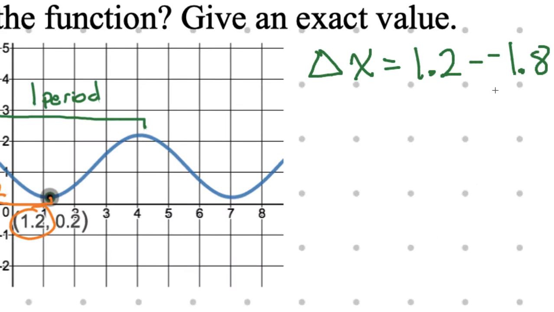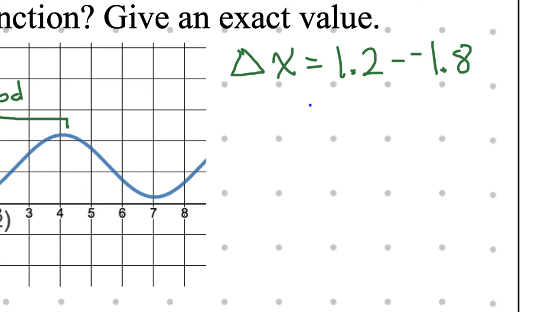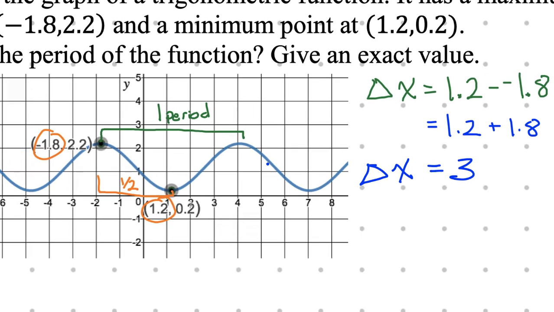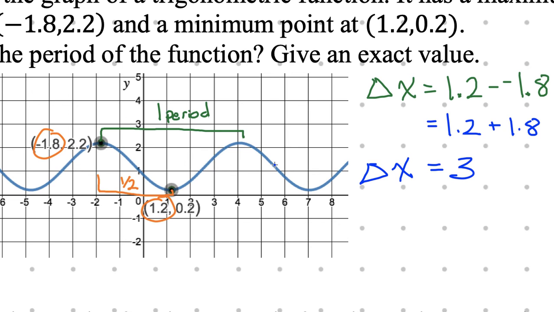And again, when I have two negatives, that's going to turn into a positive. So I have 1.2 plus 1.8. And 0.2 and 0.8 is a full 1. So 1 plus 1 plus 1, there's 3 of those, so the answer is 3. The total distance here, the change in x that I was trying to find, is 3. Again, what does that mean in the context of the problem? This distance right here is 3. 1, 2, 3. Distance of 3.